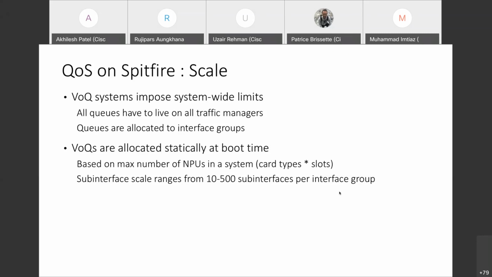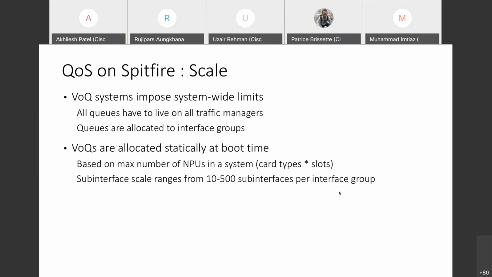If we talk about the Spitfire architecture, that's not our topic today, but we have slices, and within slices we have the interface groups. If we take the example of FC48, where we have 2 NPUs, each NPU has 24 interfaces, and within the NPU we have slices, and within slices we have the interface groups, 2 interface groups per slice.